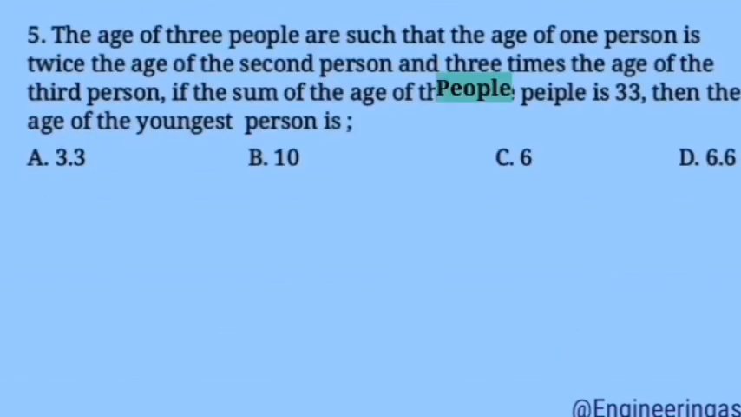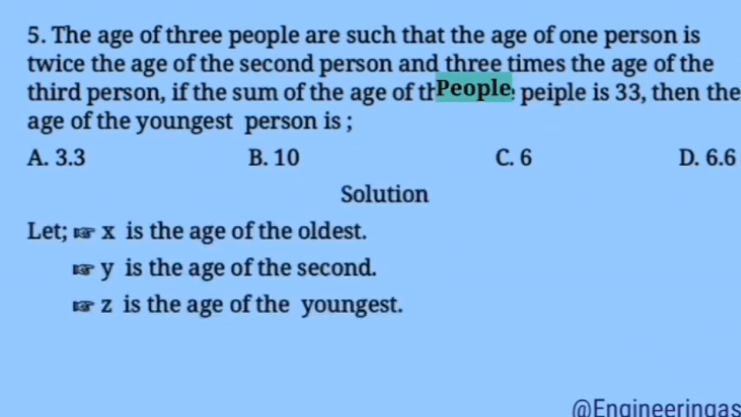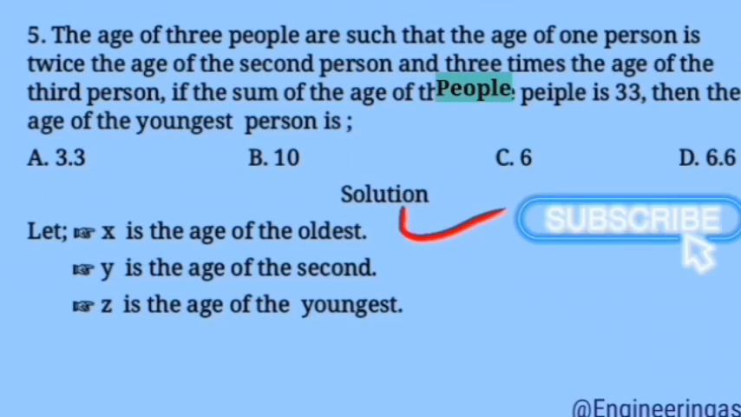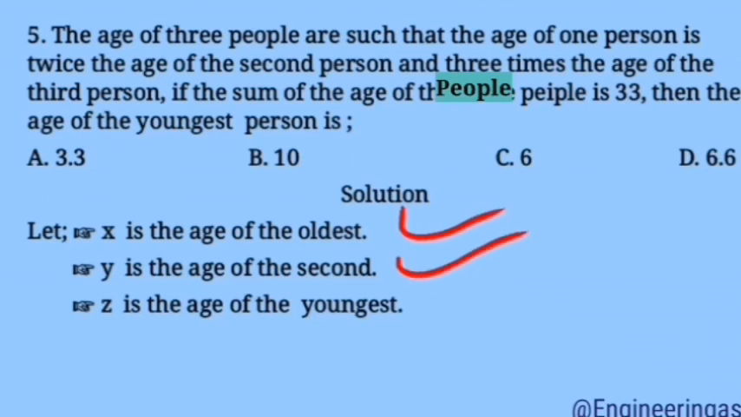Okay, this is an age problem, an aptitude question. The ages of 3 people are such that the age of 1 person is twice the age of the second person and 3 times the age of the third person. If the sum of the ages of the 3 people is 33, what would be the age of the youngest person? Okay, let x be the age of the oldest person, y the age of the second person, and z the age of the youngest person.